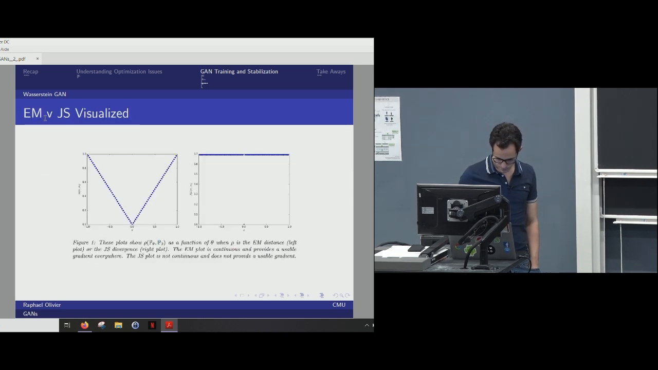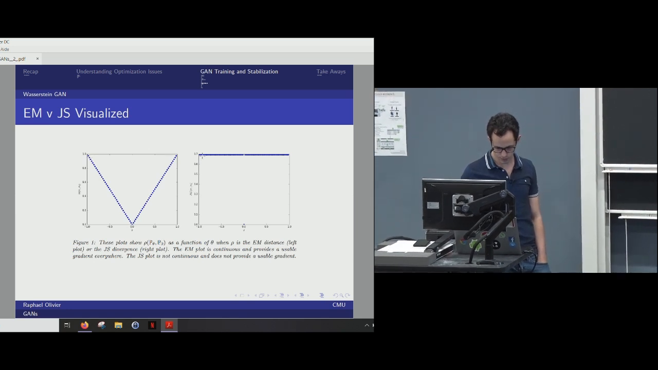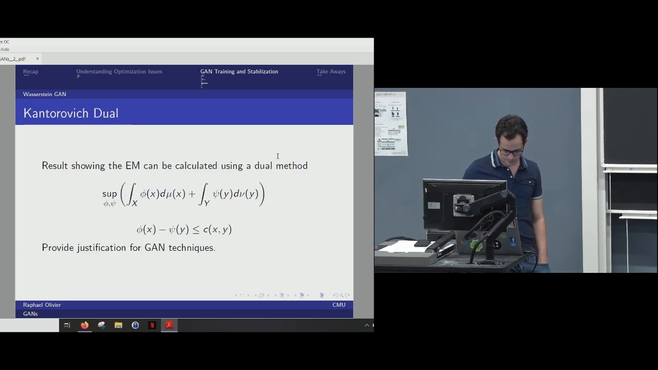I'm just going to go a little further. Yeah. So this is kind of an illustration of Earth-Mover distance compared to JS distance, and why here you get useful gradients to go to the minimum, and here you do not. I'm just going to go a little bit behind.